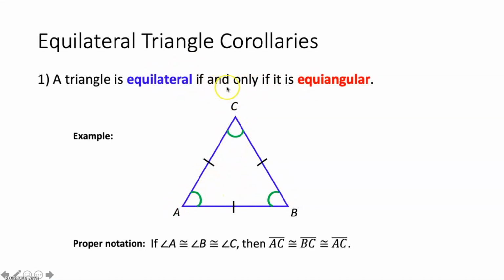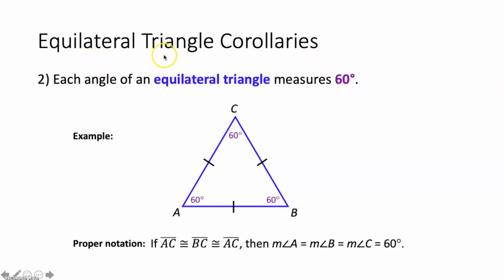And since it's an if and only if statement, it works the other way as well. If you want a triangle to be equiangular, you know all three sides must be congruent. So all three sides have to be congruent in order for a triangle to be equiangular as well. Again, in order for a triangle to be equilateral, it must be equiangular. In order for a triangle to be equiangular, it must be equilateral.